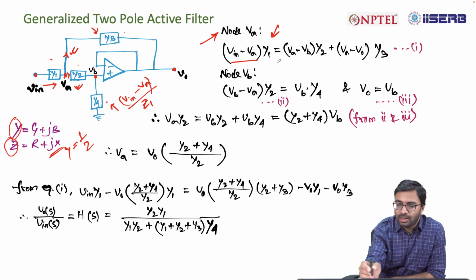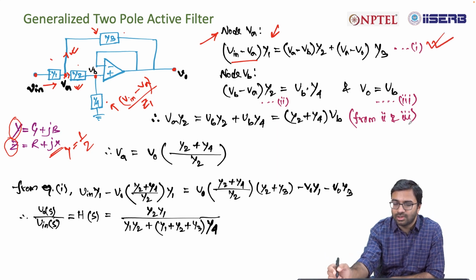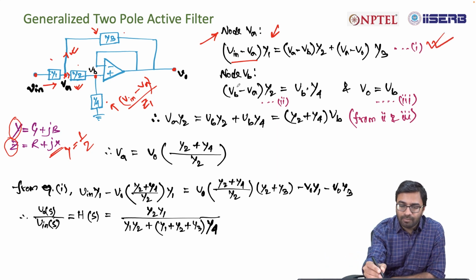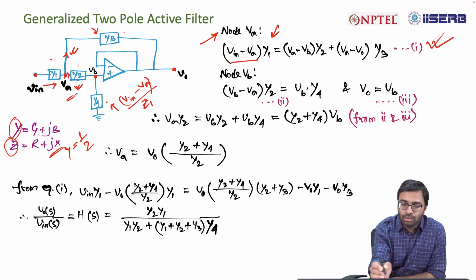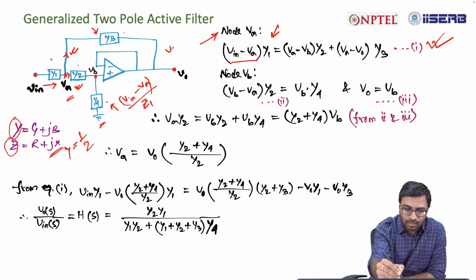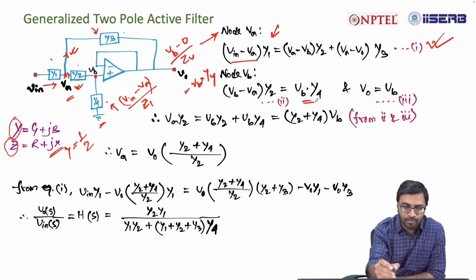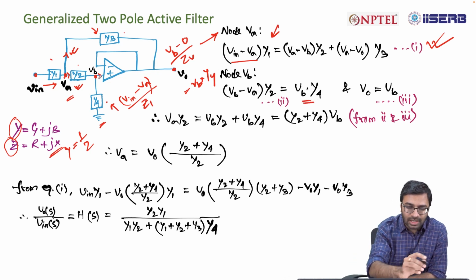So that's why we have written the equation like this. This is your equation 1. Similarly, in node B, the current is (VB minus VA) into Y2, equal to (VB minus 0) divided by Z4, which is nothing but VB into Y4. That is what is written, and we know that no current flows inside the op-amp.